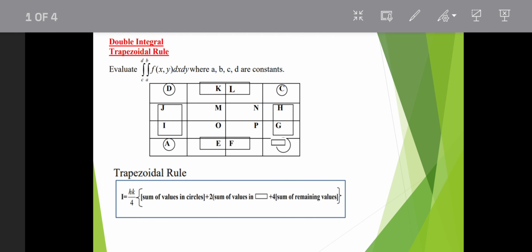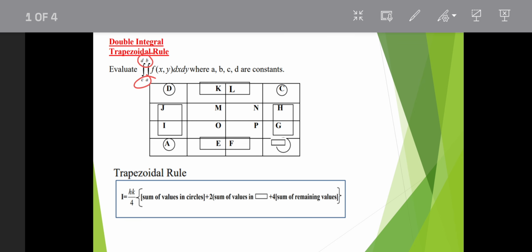Now let us discuss the double integral trapezoidal rule, which is used to numerically evaluate double integrals over a rectangular region. Suppose we want to evaluate the double integral of f(x, y) dx dy, where a and b represent the lower and upper limits of x, and c and d represent the lower and upper limits of y.